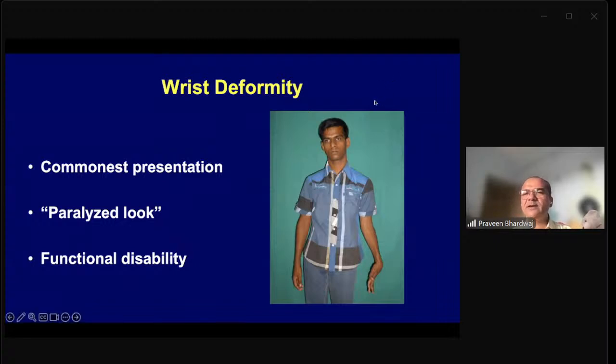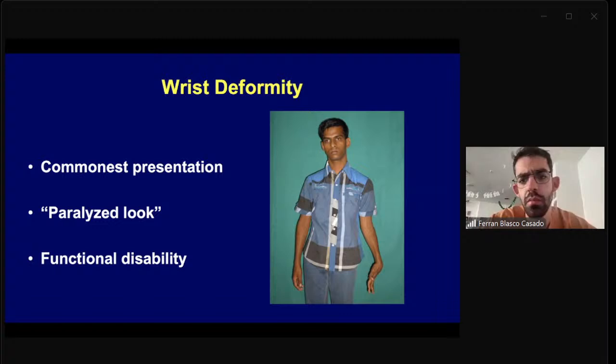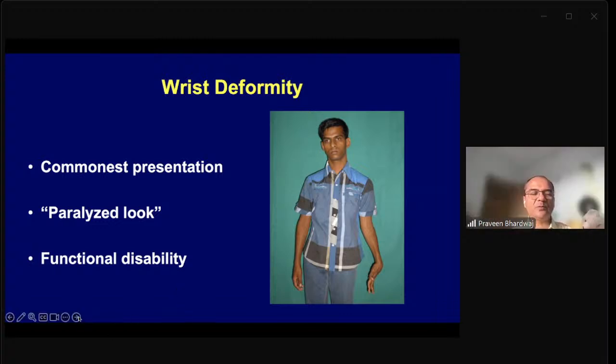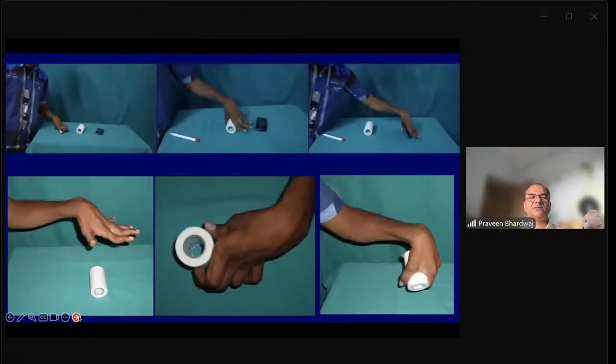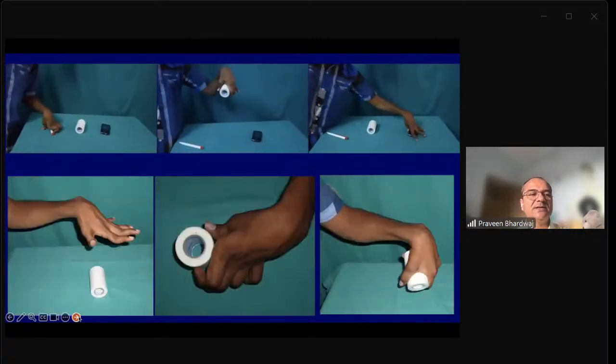I think in India, one of the main reasons why these patients present around the teenage is because at that time they start thinking about their posture, and the paralyzed look that a person gets from the flexed wrist is the one which brings them very often. Yes, it does cause functional disabilities because when the wrist is flexed, the grip strength would be much less.